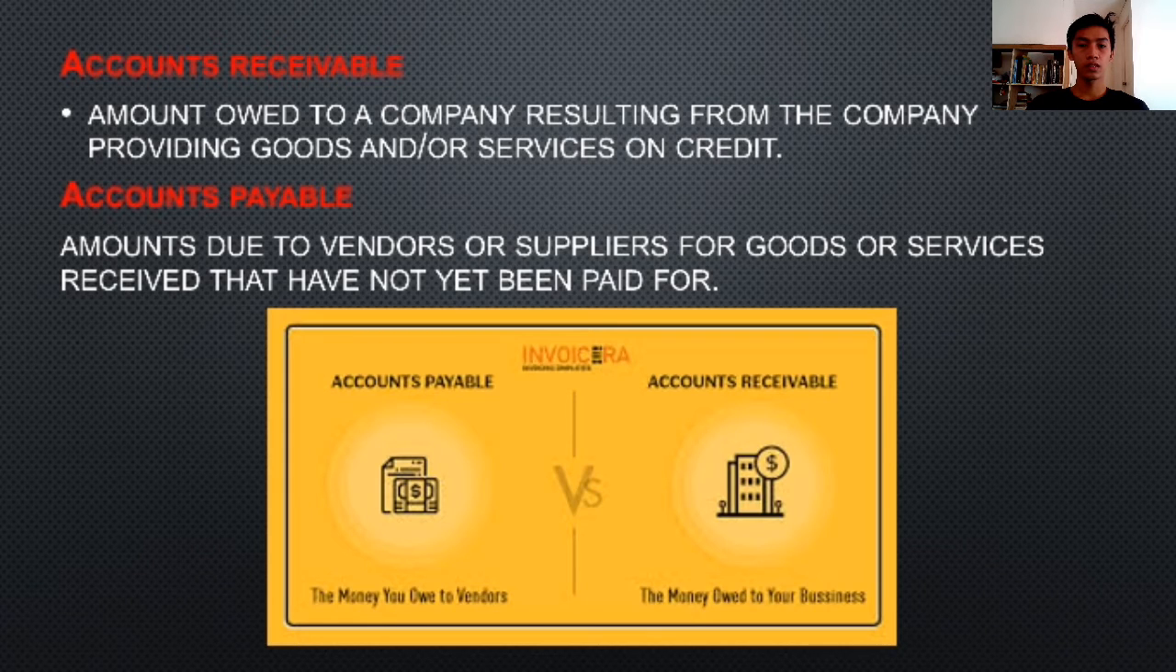So the difference between receivable and payable accounts: accounts payable is the money the company owes to vendors. And when we say accounts receivable, it is the money that clients owe to a company or a business.